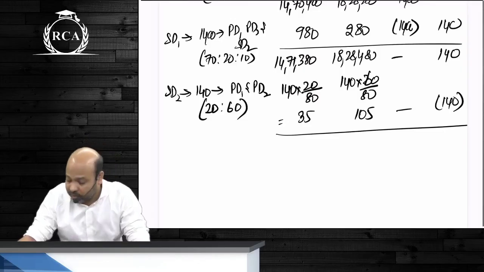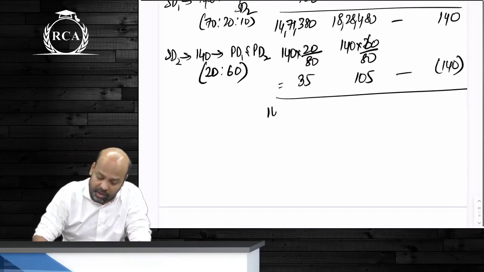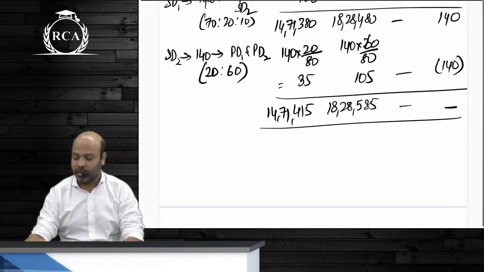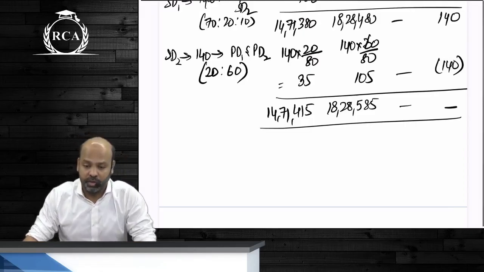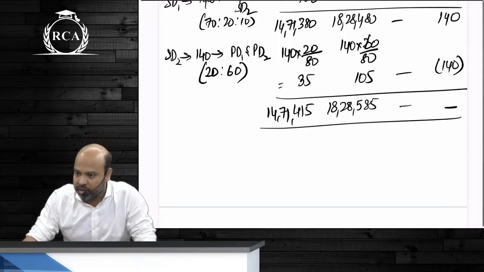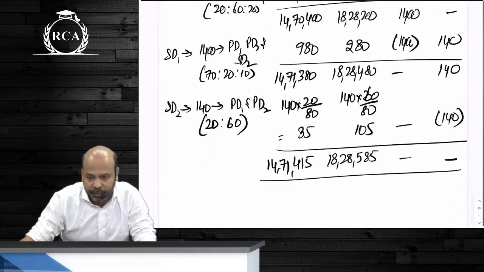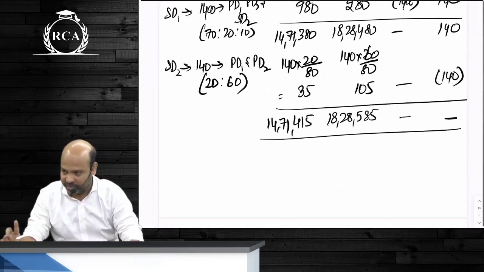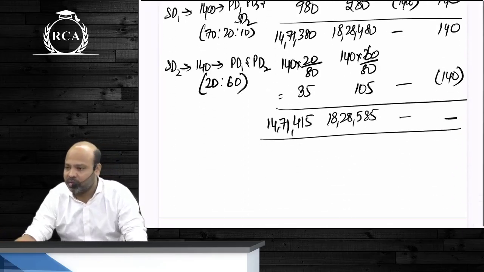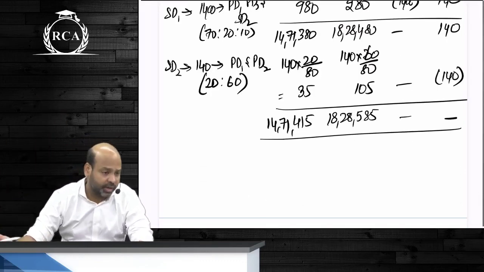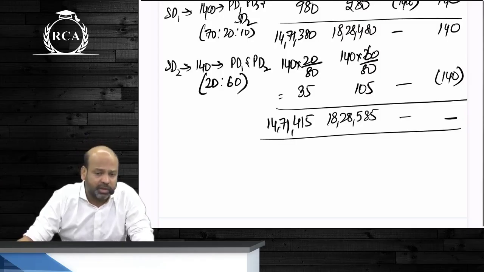Are we clear about this? So this will become 14,71,415. This will become 18,28,585. This will be the amount of overheads after secondary distribution. Are you all understanding this? So here I have assumed that we are supposed to perform how many cycles? Even if it is not 3 cycles, at the end of the third cycle the amount is negligible only. 140 rupees over an amount of 30 lakhs. Even if you add it up, 23 lakhs, 24 lakhs, it is still negligible only.